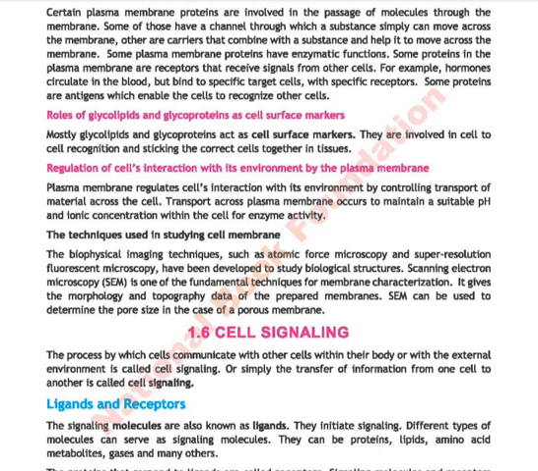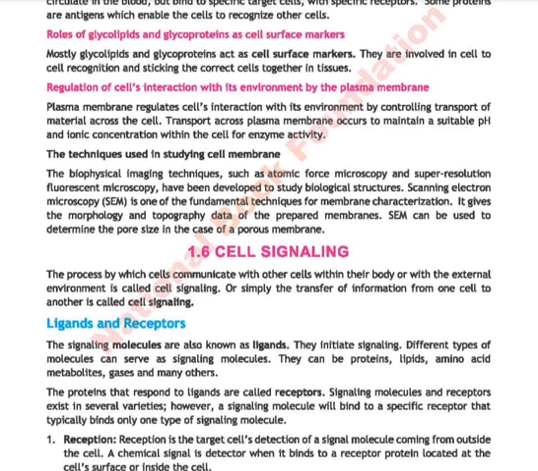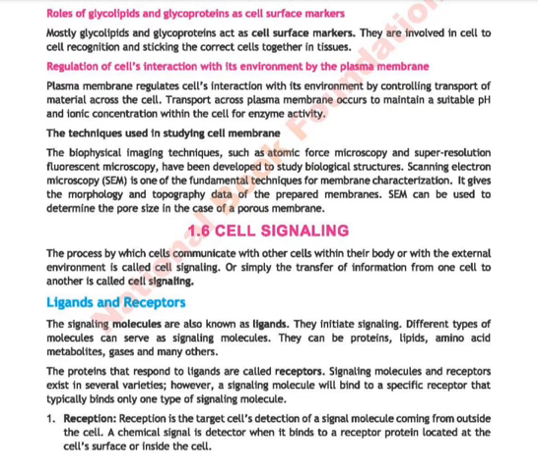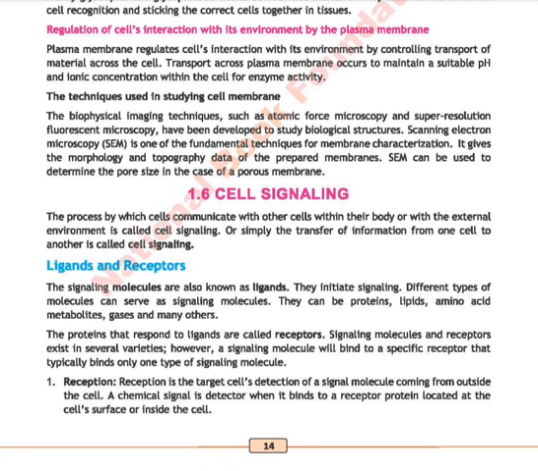Role of glycolipids and glycoproteins as cell surface markers. Mostly glycolipids and glycoproteins act as cell surface markers. They are involved in cell to cell recognition, and sticking the correct cells together in tissue.